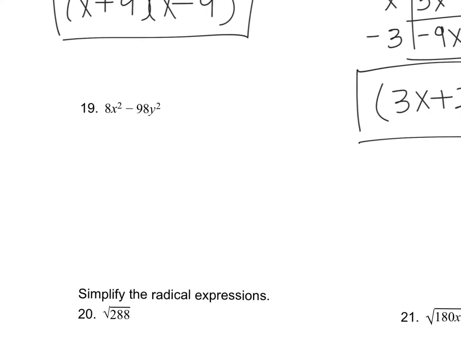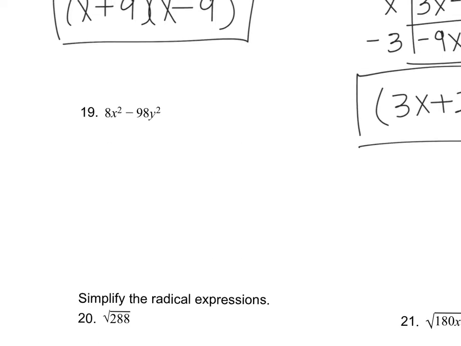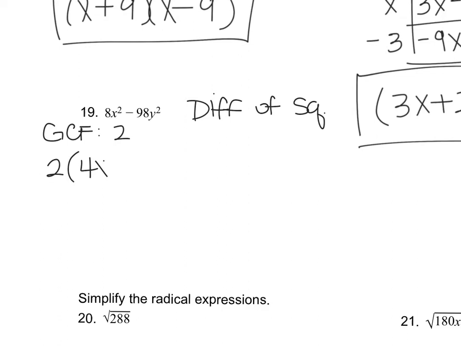So our last problem says 8x squared minus 98y squared. It's very similar to the difference of squares problem we already did. So it's still a difference of squares because I have a squared term minus another squared term. But in this case, 8 and 98 are not perfect squares. So what I want to do is factor out a GCF. And there's actually a GCF of 2. 2 goes into 8 and 98. So when I factor out that 2, we end up with 4x squared minus 49y squared in the parentheses.